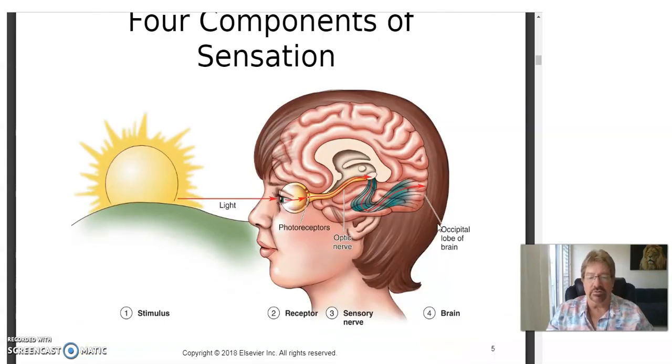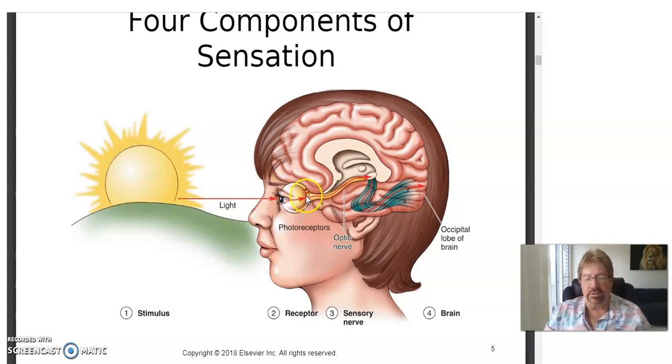4 components of sensation. First, we have the stimulus. Now here they're using vision as an example. So light coming from the sun is the stimulus, goes through to the photoreceptors at the back of the retina. We're going to go over this all in detail. Rods and cones are the names of those cells.